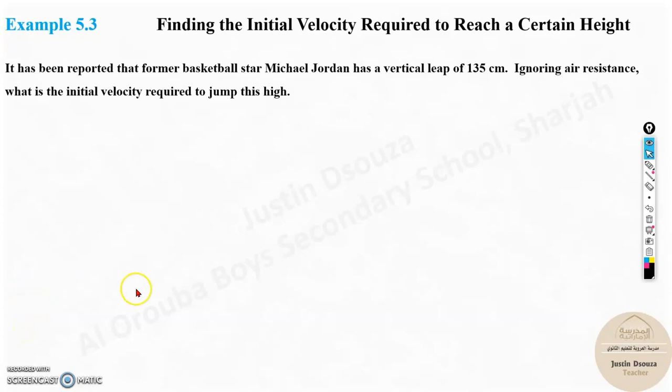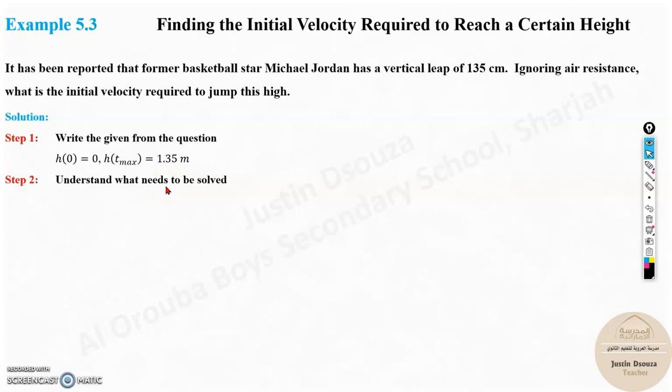Just like the previous problems, we will write the given. The initial velocity is not mentioned, so it's 0. H of 0 is 0. But what is this? H at time maximum. This maximum height we have 1.35. That's fine. What about the next thing? What is needed to be solved? That is the initial velocity for this particular jump. Okay, it is not initial velocity at any time. It is at this particular jump. Okay, we will come to that in a while.